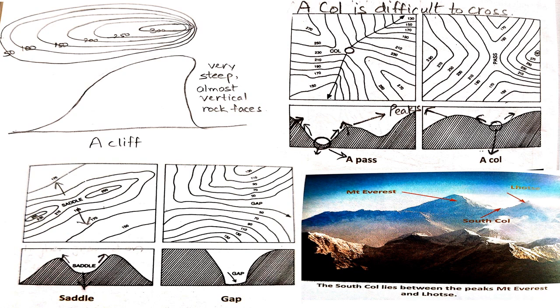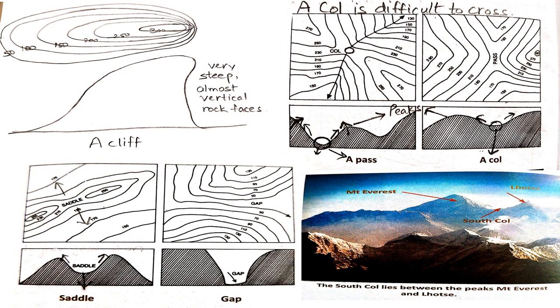Next comes saddle. Saddle is also a dip or low point between two summits. A saddle usually has higher ground on two sides and lower ground on the other two sides, as is shown. On a topo sheet, it is indicated by an hourglass kind of structure.